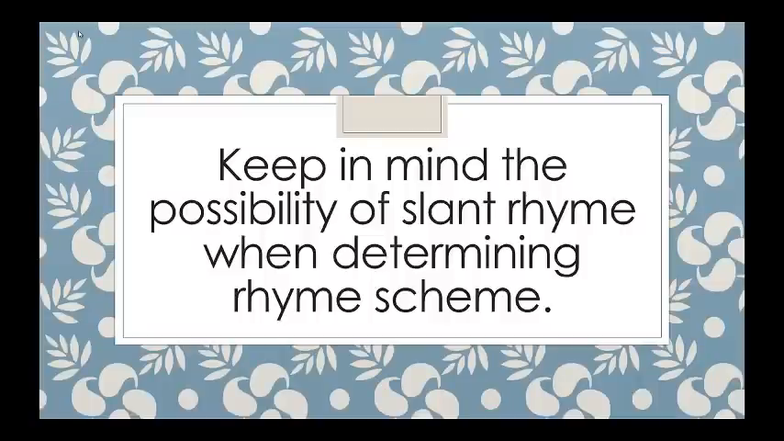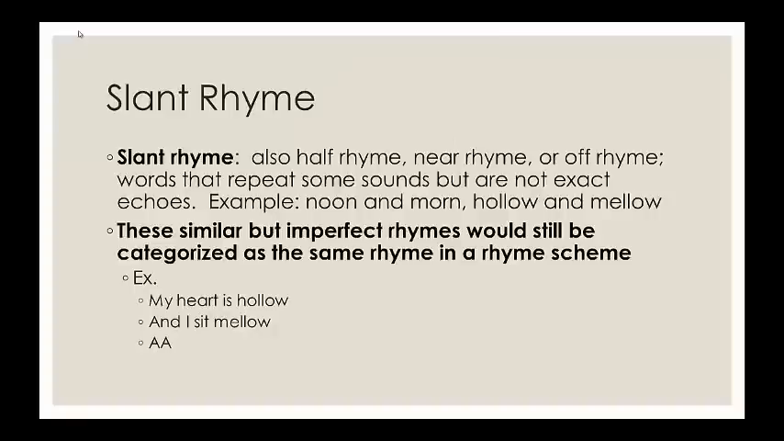Keep in mind, though, the possibility of slant rhyme when determining rhyme scheme. Okay, and just a reminder of what slant rhyme is. It can also be called half rhyme, near rhyme, or off rhyme. Okay, these are imperfect rhymes. The sound is similar, but not exactly the same. So some examples are noon and morn, hollow and mellow. Okay, similar vowel sounds, but not exactly the same.